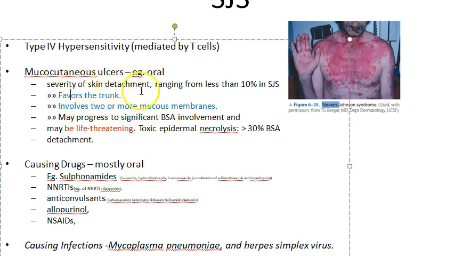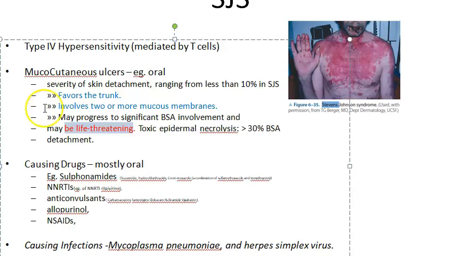So what is that? Mucocutaneous ulcers, very important. It involves 2 or more mucous membranes. 2 or more mucous membranes can be involved, like around the oral cavity, and they showed the eyes also, right? So then it is Stevens-Johnson syndrome, with less than 10% body surface area. Only then are we saying Stevens-Johnson syndrome. But it can progress and become toxic epidermal necrolysis, and it may be life threatening, so you should treat properly.